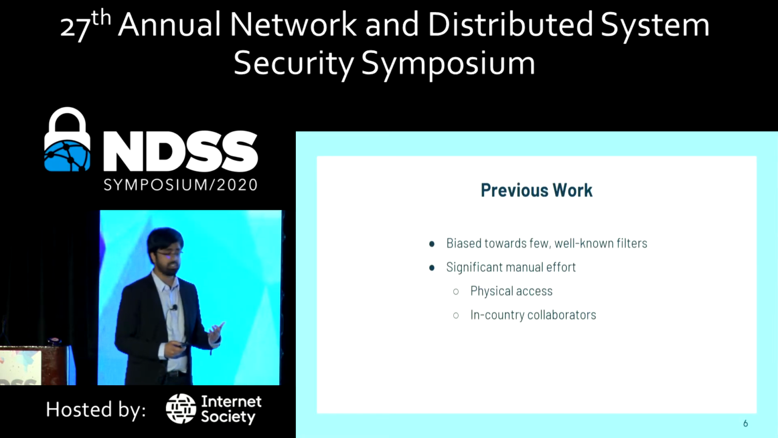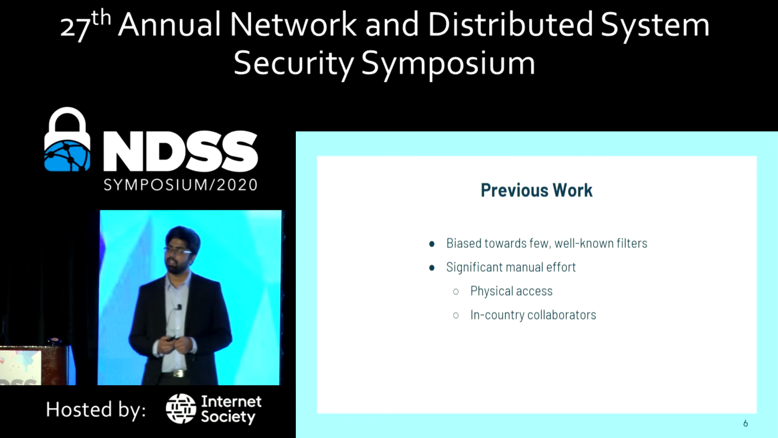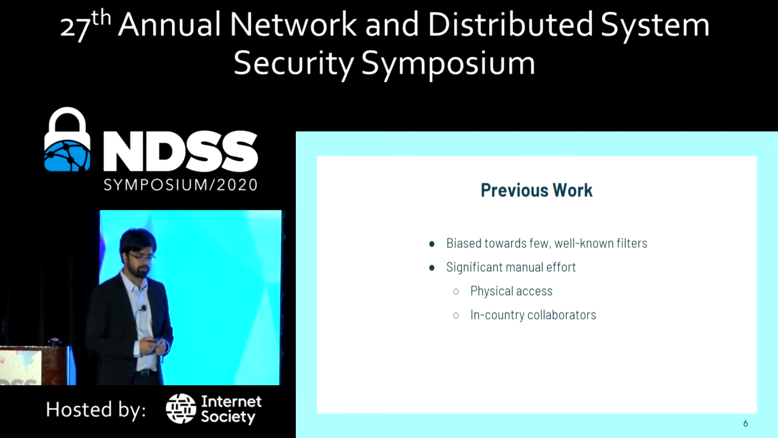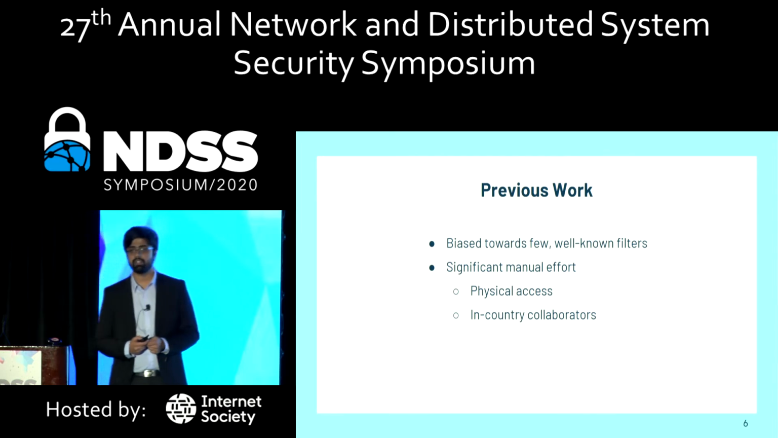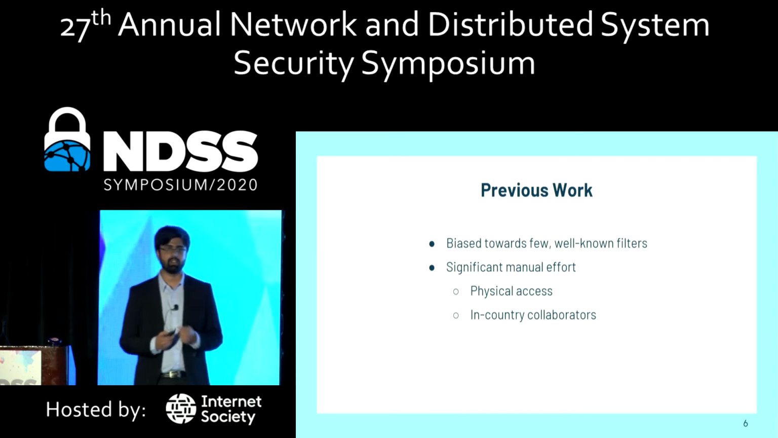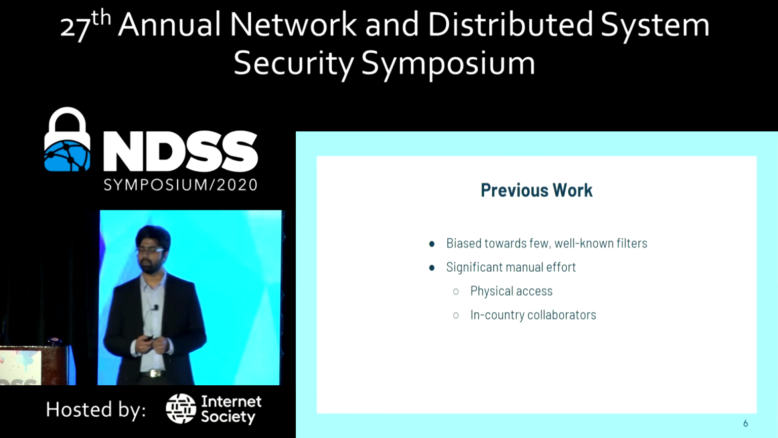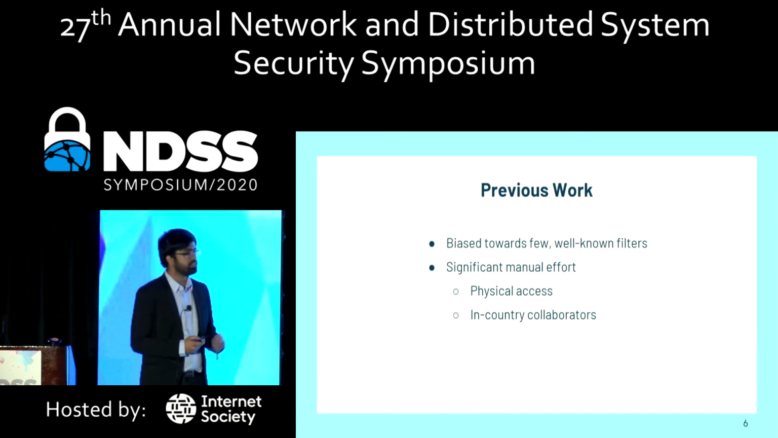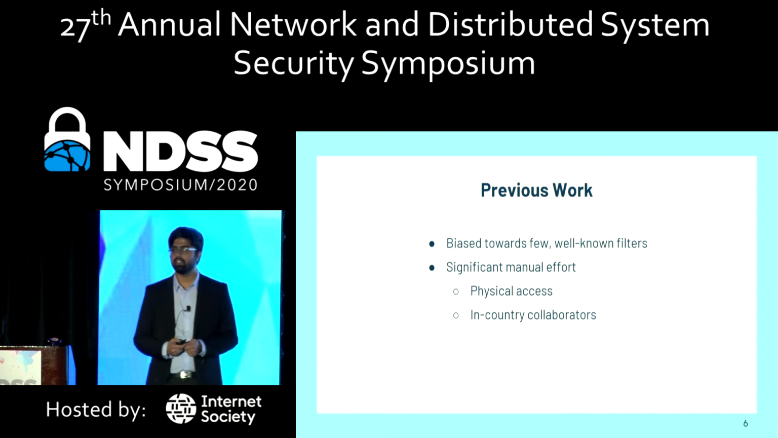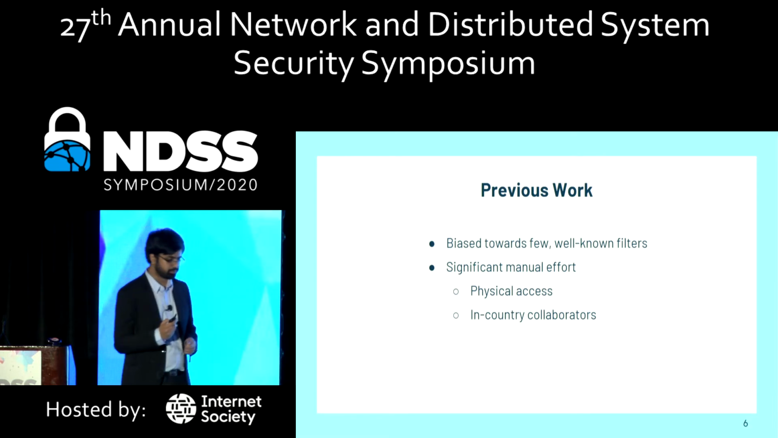Previous work has limitations when it comes to this goal. Like the case of Citizen Lab and Netsweeper, most studies are based off reports from the country and are biased towards measuring the deployments of a few well-known filters. There is also significant manual effort, which usually involves either physical access to a sample filtering device or the assistance of on-site collaborators, both of which are hard to scale at global level. The main challenge that we face is to scale up the process that Citizen Lab has followed with Netsweeper to detect multiple filters around the world.